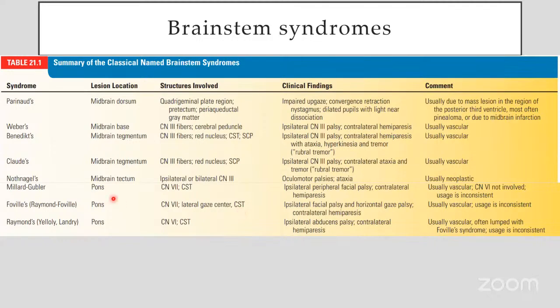So in lesions of the pons, especially in Millard-Gubler syndrome, there is involvement of the 7th cranial nerve nucleus and the corticospinal tract, resulting in ipsilateral peripheral facial palsy, contralateral hemiparesis. In Foville syndrome, there is 7th cranial nerve involvement and 6th cranial nerve involvement, resulting in facial palsy, horizontal gaze palsy, contralateral hemiparesis. While Raymond syndrome has 6th cranial nerve palsy and corticospinal tract involvement.